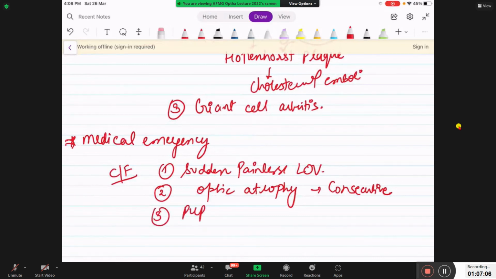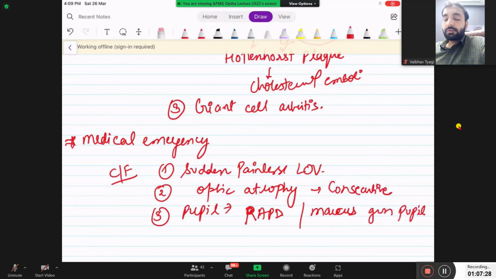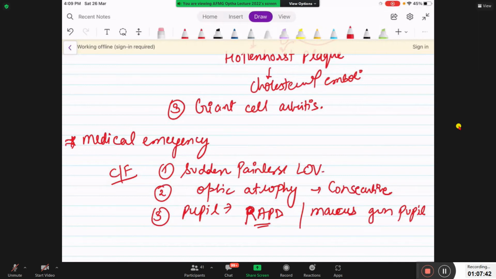If you see the pupil, the patient will have RAPD, also called Marcus Gunn pupil. So normally if you throw a torchlight on the pupil of a normal patient, the pupil will constrict. Whereas in these RAPD patients or Marcus Gunn pupil, when you throw the torchlight, the pupil, instead of constricting, dilates, right? So it is RAPD you will see in CRAO patients.